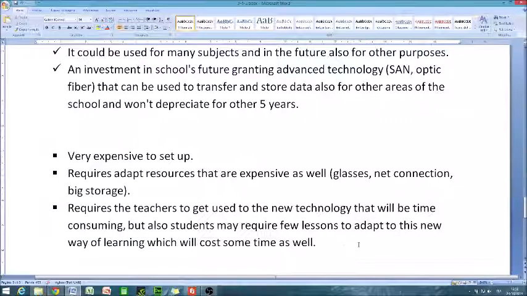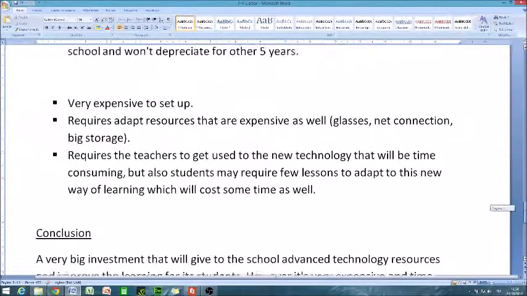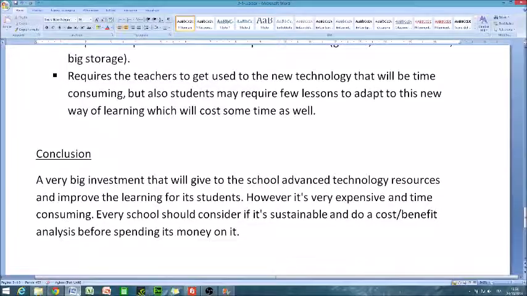It requires adapted resources that are expensive as well, glasses, internet connection, a big storage, and it requires teachers to get used to the new technology. And this will take time, and students also may require a few lessons to adapt to this new technology, consuming other time. So in conclusion, this technology is a very big investment that will give to the school advanced technology resources and improve the learning for its students. However, it's very expensive and time consuming. Every school should so consider if it's sustainable and do a cost-benefit analysis before spending its money on it.